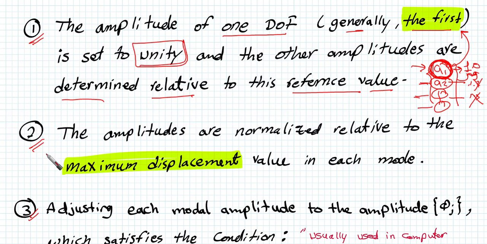The second method is that the amplitudes are normalized relative to the maximum. Here we are going to look at the maximum.